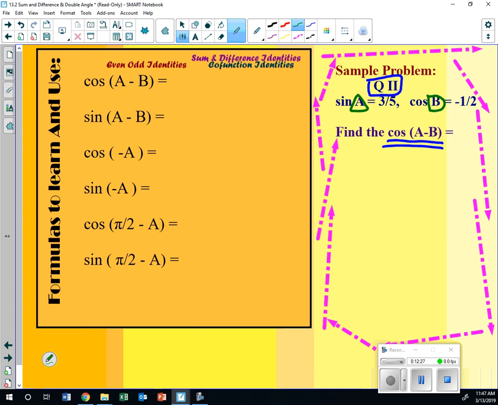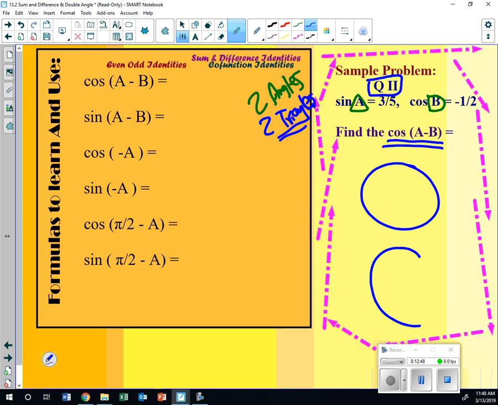A and B are different, so they must be different arc lengths. So if you have 2 angles, then you're going to have 2 triangles. And that's important. You can't do this with 1 triangle. So I'm going to draw 2 triangles, 2 unit circles, and for each of these, we're going to be in quadrant 2.